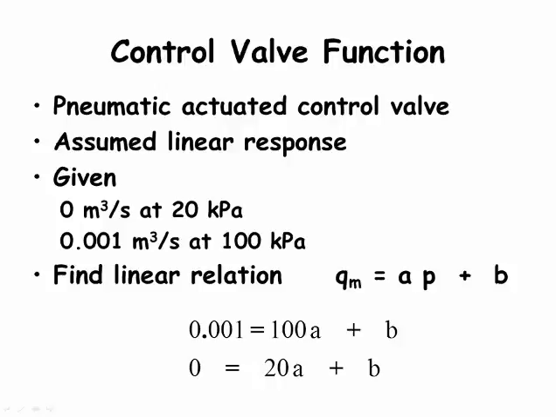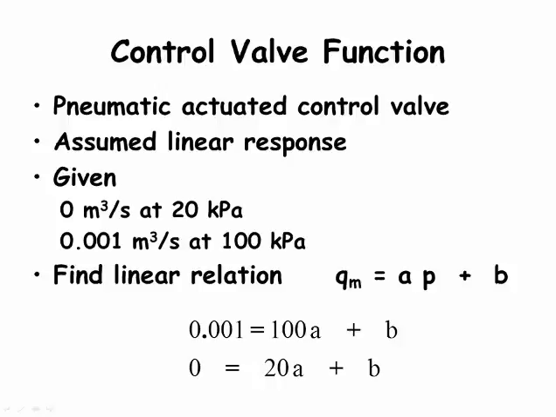The next thing to find is the transfer function for the control valve. This was covered originally in section 15 of the course packet. For this problem, we need to find the relation between the pressure control signal and the flow rate from tank A. We are given two data points for our linear relation between the control signal pressure and the control valve flow rate. We are told that the flow rate is 0 cubic meters per second at 20 kilopascal and 0.001 cubic meters per second at 100 kilopascal.